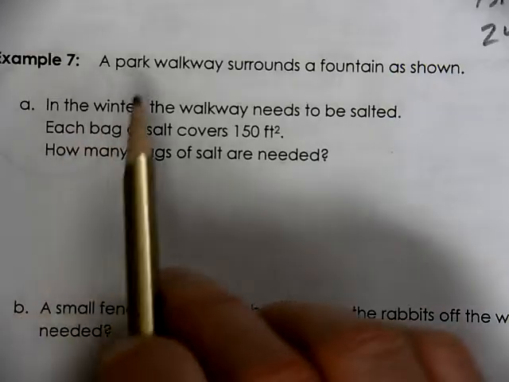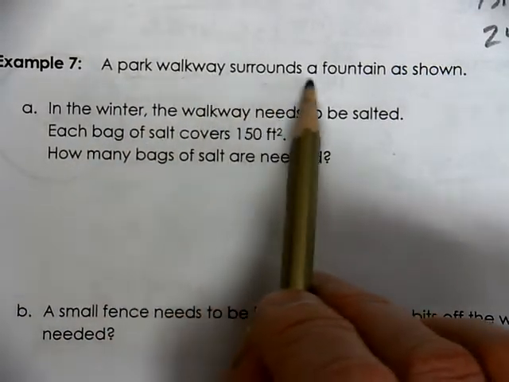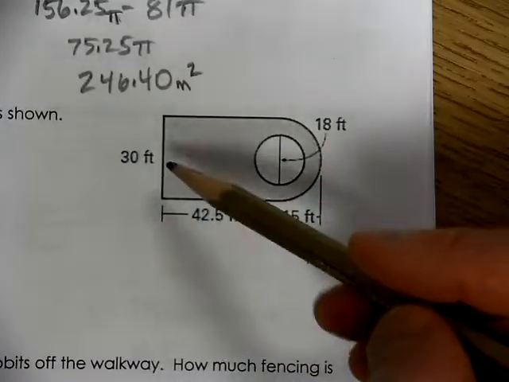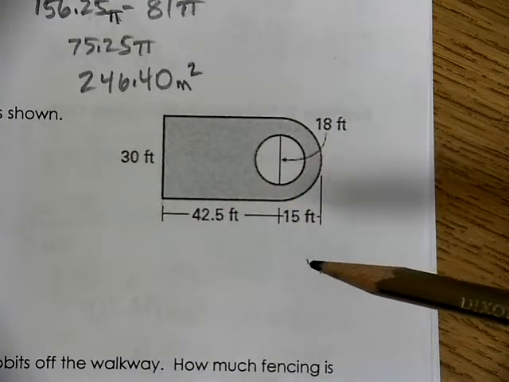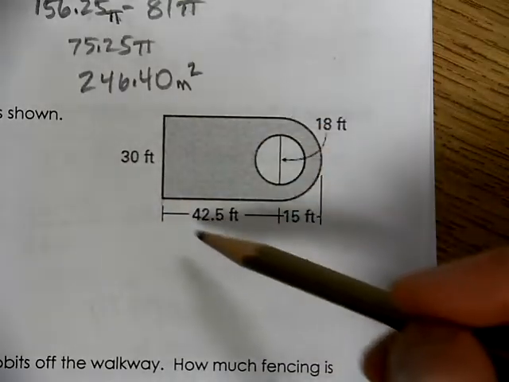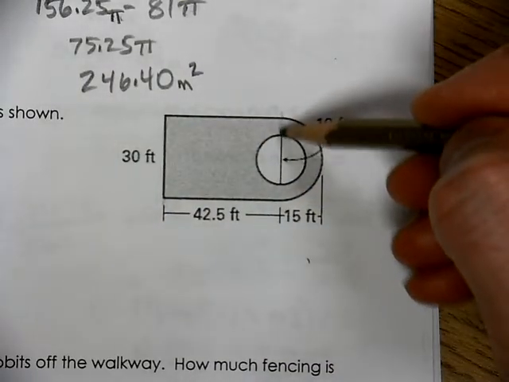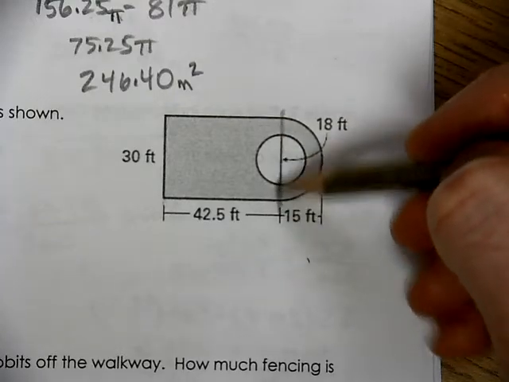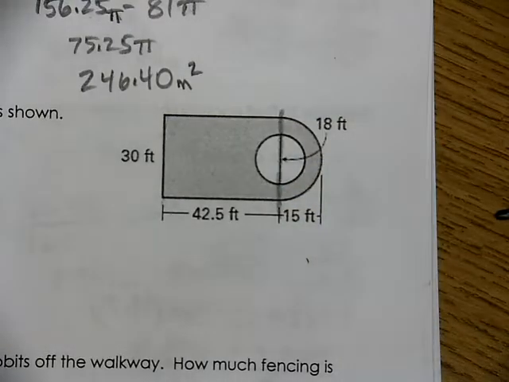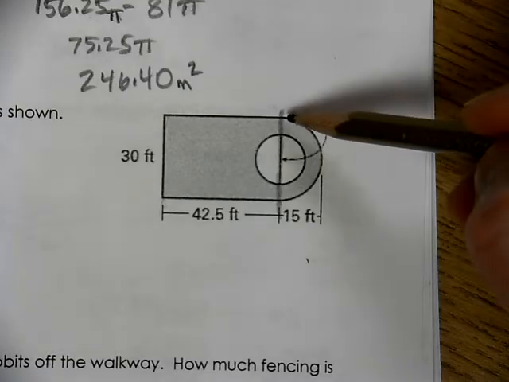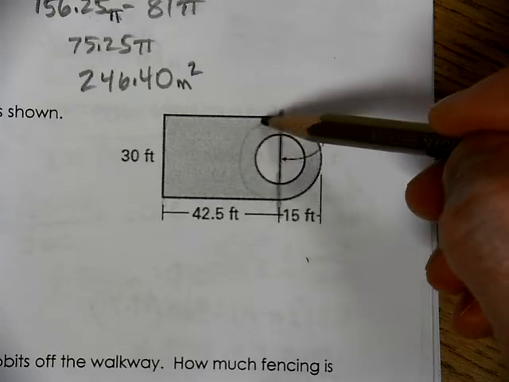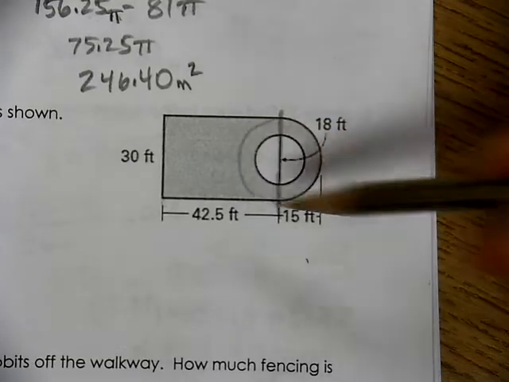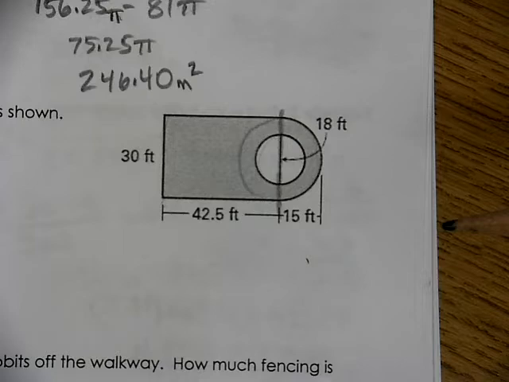All right. We'll come over here to our last shape. We're talking about a walkway that surrounds a fountain. So here we've got 30, we come all the way here to the edge. So we have this rectangle, and then we have a big circle, and we have a small circle.